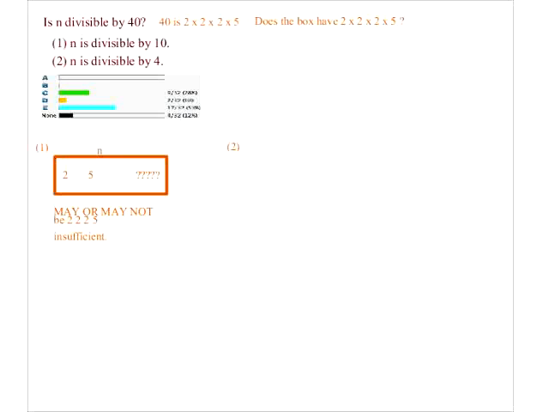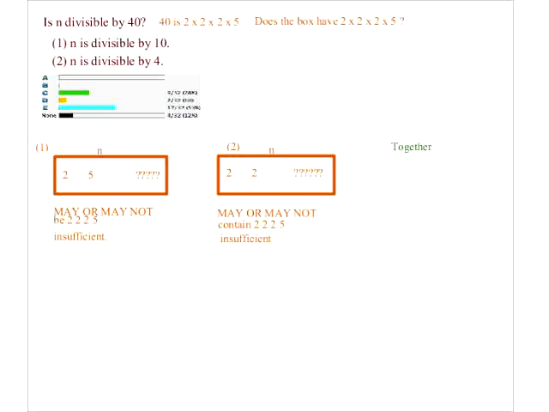Statement 2 is the same sort of deal. This is n. N contains a 2 and a 2. And then we don't know what else. So this may or may not contain 2, 2, 2, and 5. So that's insufficient. Looks like you guys realize this because none of you picked A or B. But if you pick these together, then let's talk about how to do that.